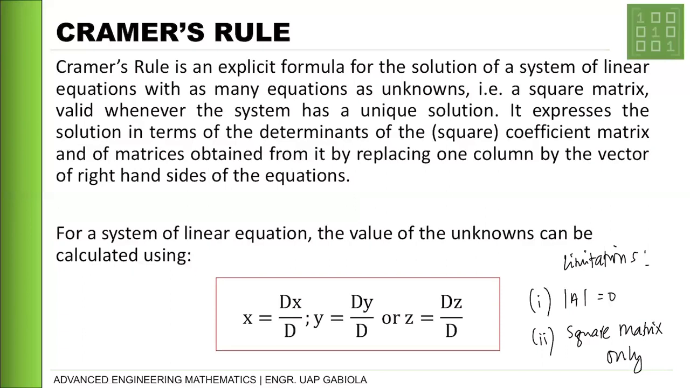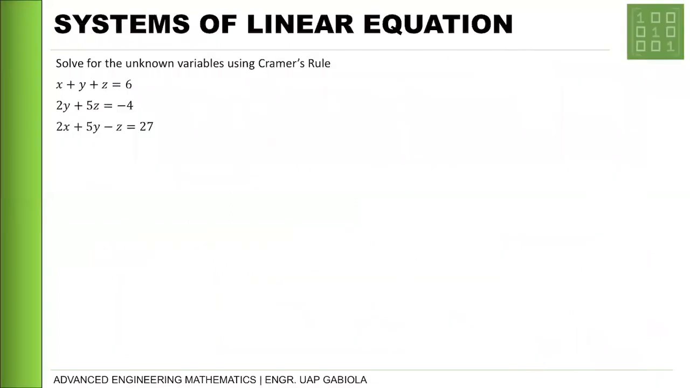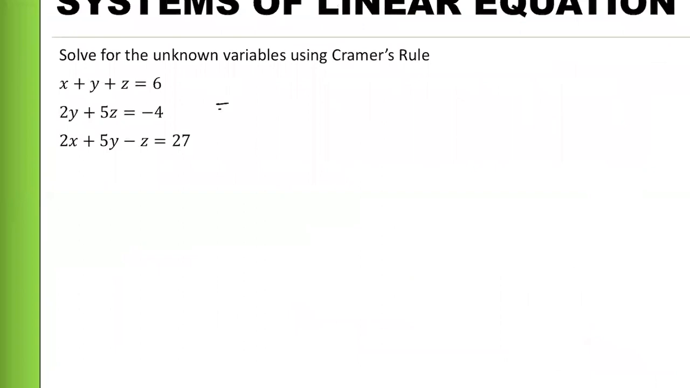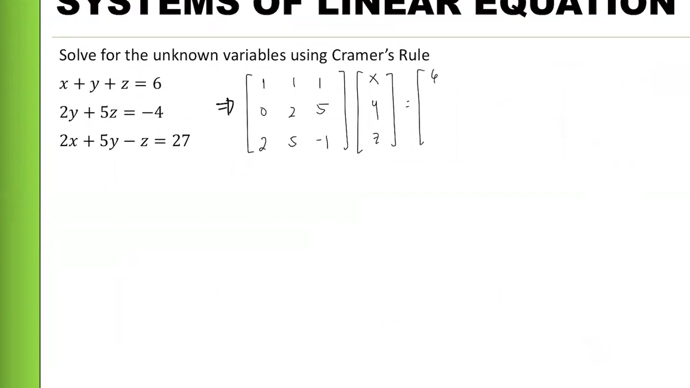So, yung sa formula niya, i-apply na natin sa problem, no? So, same problem tayo. Ito. So, i-change ko lang ulit siya dun sa form natin kanina. Itong 1, 1, 1, 0, 2, 5, 2, 5, negative 1. Okay? Ito yung x, y, and z natin. Then is equals to 6, negative 4, tsaka 27.